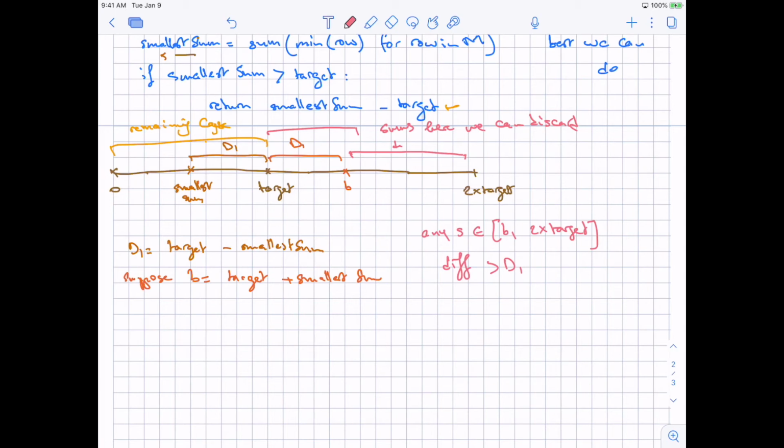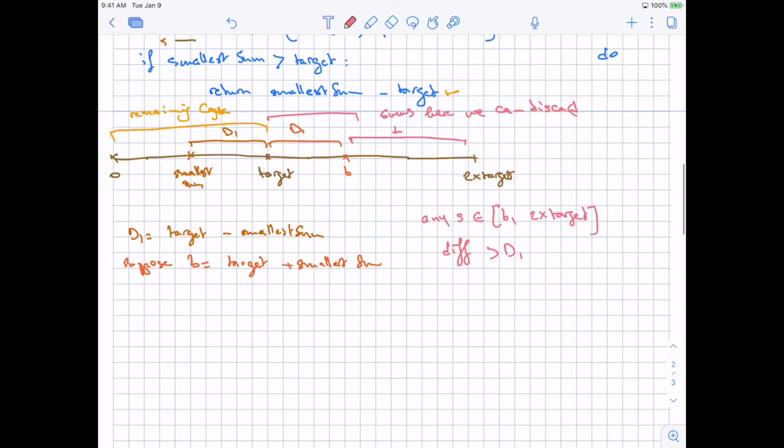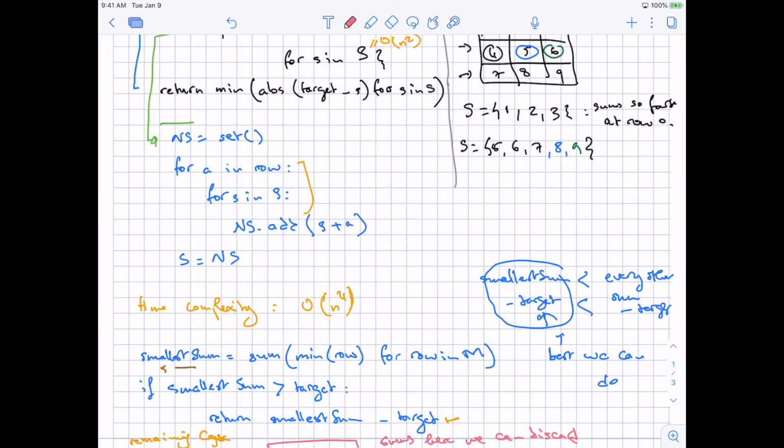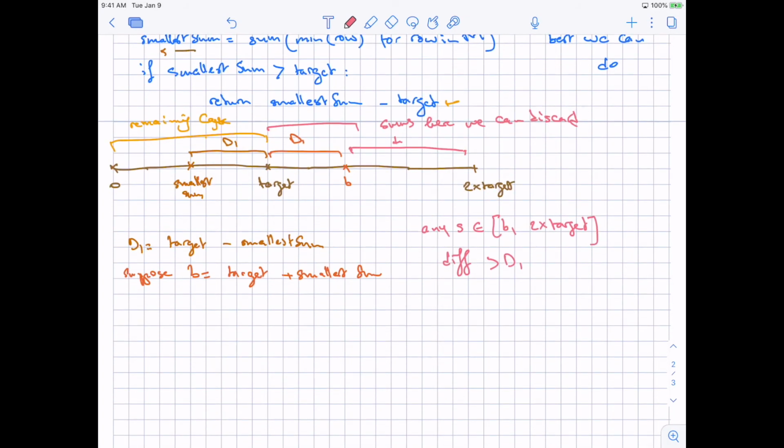So how can we take advantage of that, right? And just discard all of these. When we have a sum like in these, we don't need to continue keeping it in our S here because it will only get bigger, and so it will not be useful for us. It will never be a solution, so we can discard it.